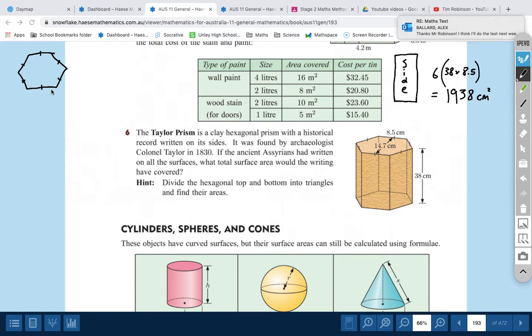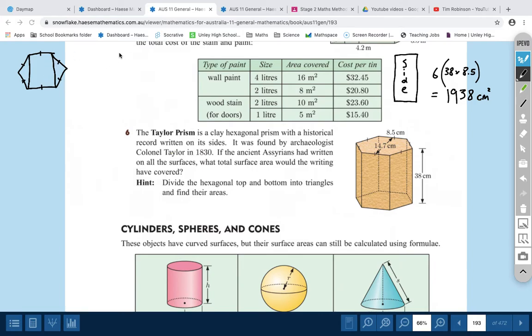Okay, back to this hexagon. Can you think of this hexagon as being made up of 2 triangles, there and there, and 1 rectangle? I think that's the way to do it.